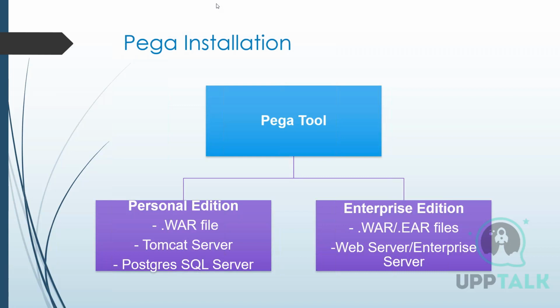And also when I say it's a web application, I'll be able to access the application through the web. When I try to access a Pega application, I can access it through a web browser, obviously, because it's a web application. And talking about the installations here, I can do it in two ways. One is the personal edition, which is like a practice version of the platform.